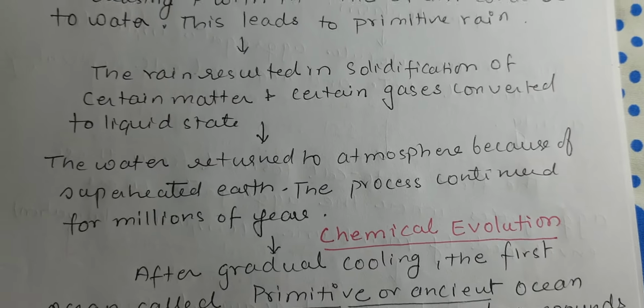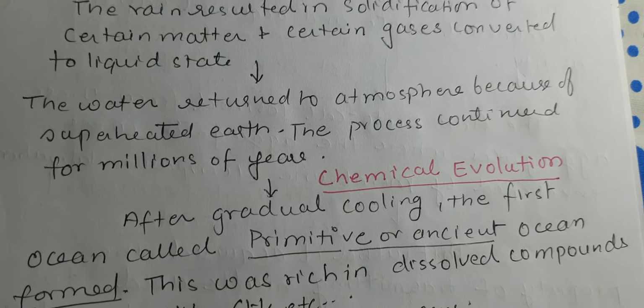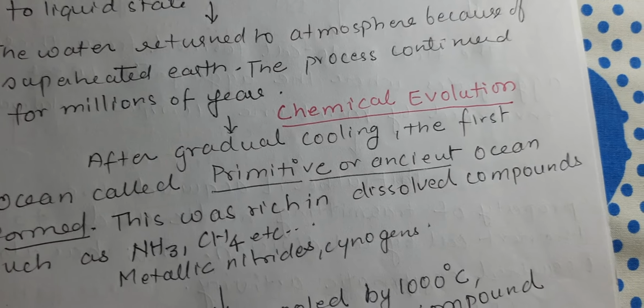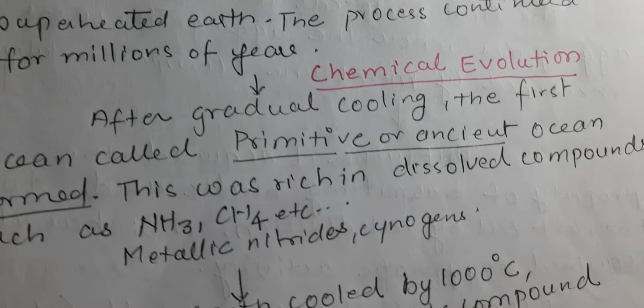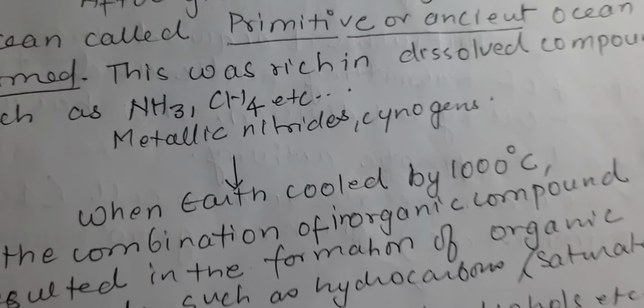So now comes the chemical evolution. What happened next is, after gradual cooling, the first ocean, called the primitive ancient ocean, was formed, and it was rich in dissolved compounds like ammonia, methane, and metallic nitrides, cyanogens.